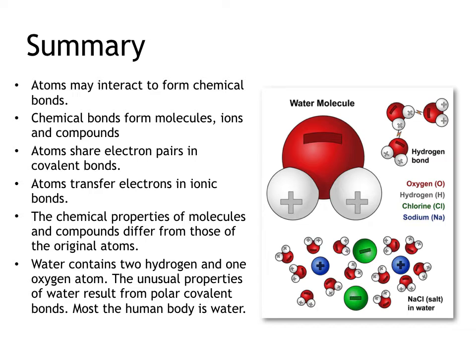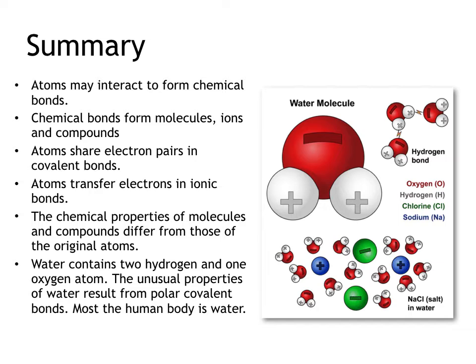Water contains two hydrogen atoms and an oxygen atom. The unusual properties of water result from the fact that the covalent bond is an unequal covalent bond, so the molecule has a negative pole and a positive pole. Water is the most abundant chemical in the human body, about 60% of the body, and water is an excellent solvent.